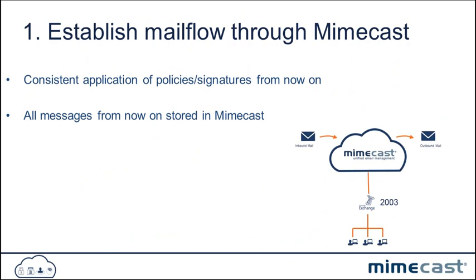You can be merrily doing this in the background, setting up policies, testing policies, making sure disclaimers are in place, making sure your black and white lists work, and so on, without end users needing to know that anything different happened. And the next thing to do once the mail flow is working is to think about migrating some of that big data that exists up into the Mimecast cloud.